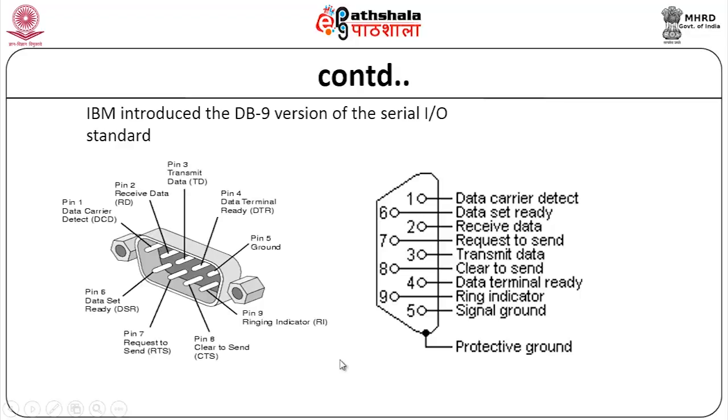So all 9 pins are available, but when we want to connect to the 8051 or any microcontroller, a minimum of 3 pins is more than sufficient. We want the receive data, the transmit data, as well as the ground signal. All these 3 pins are very important when you are interfacing the RS-232, that means the DB9 version of the IBM pin connector, to your microcontrollers.